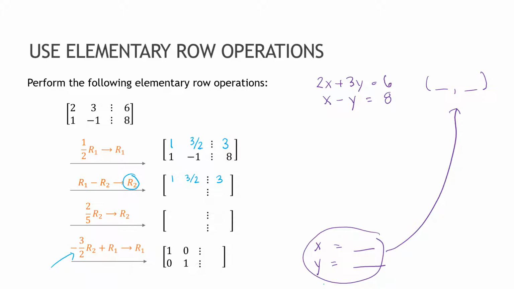Row 2 is found by taking row 1, and when I say row 1 minus row 2, I'm talking about from the previous step. So I'm taking this step, and I'm taking row 1 minus row 2. So 1 minus 1 would be 0. 3 halves minus negative 1. Show all the work you need off to the side. Negative 1, remember, is the same as negative 2 over 2, because that would be 1 whole. So really I end up with 5 halves. And then 3 minus 8 would be 5.